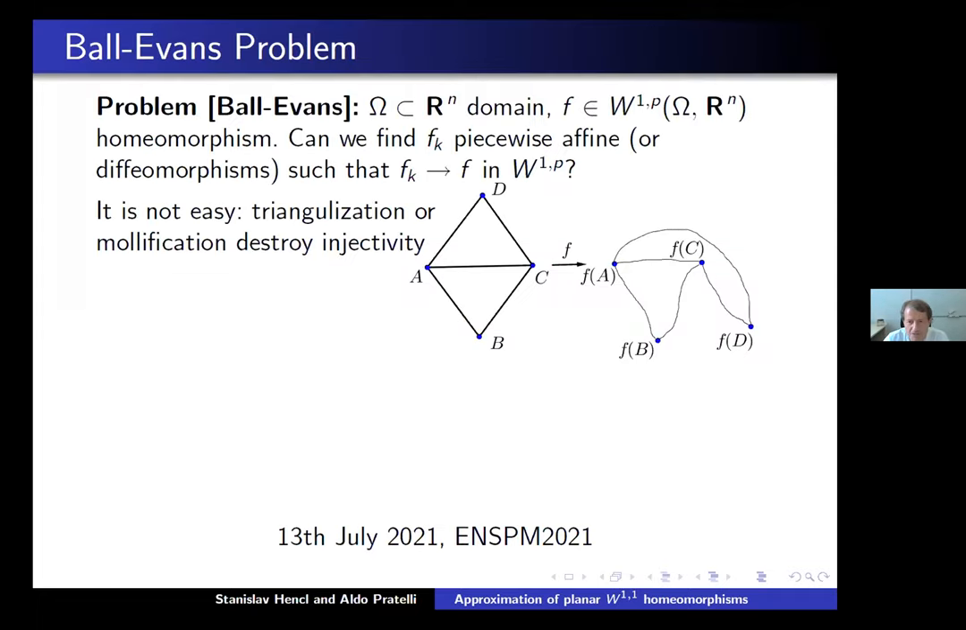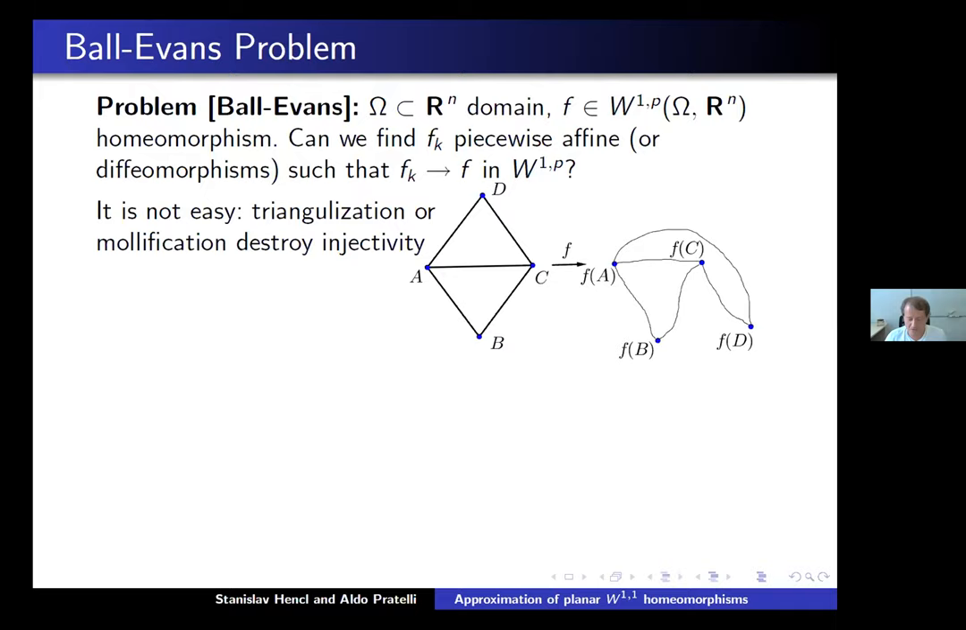Okay, so let me first ask the question that you are interested in. We are interested in the so-called famous Ball-Evans approximation problem. So we have a domain in R^n and we have a mapping from R^n into R^n, which lies in the first order Sobolev space W^{1,p}. So the function is integrable and its derivative is integrable with power p. And we a priori know that the mapping is continuous, its inverse exists and it's continuous as well. So we have a homeomorphism. And we are asking if it is possible to find piecewise affine homeomorphisms or even diffeomorphisms such that F_k approximate F in the norm of the Sobolev space.